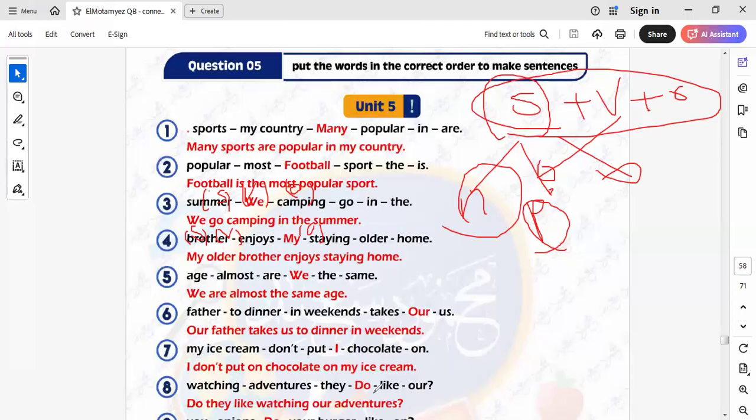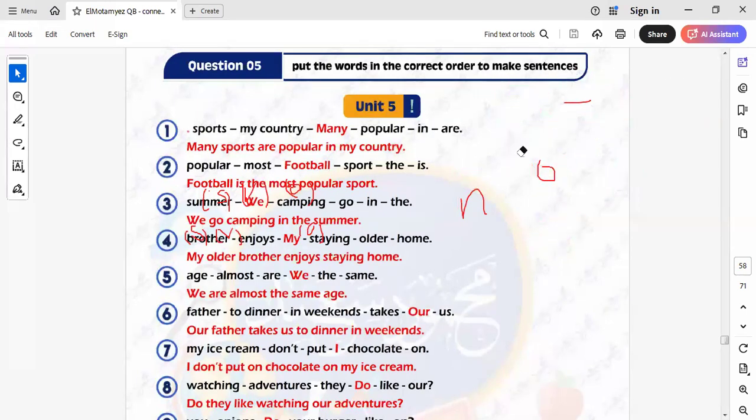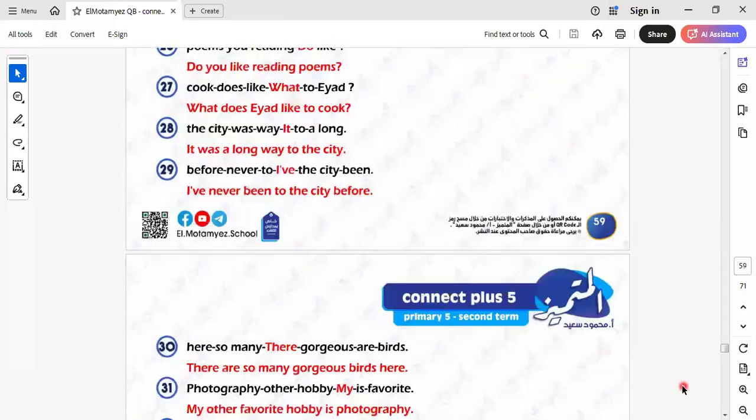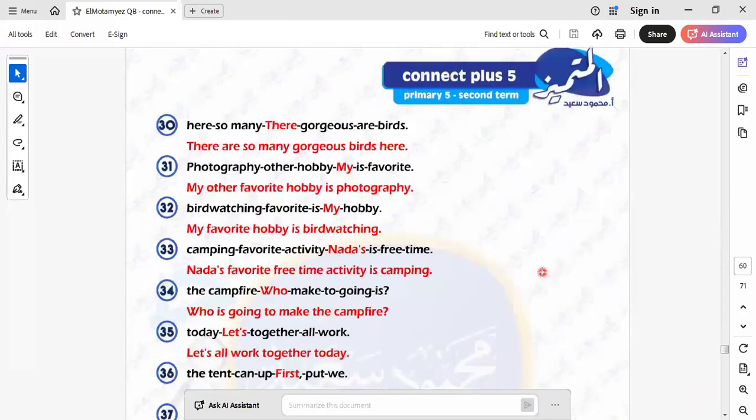Here we have a question form. It will be: do they like watching our adventures? So here we know the kind of rearranging that comes in the exam. Okay, I will answer 8 of them, and I will leave the rest for you to do by yourself. Now we go to another kind of sentence that comes in the exam, which is punctuate.